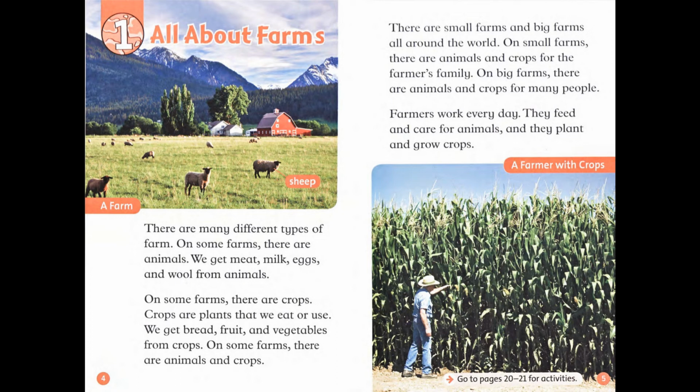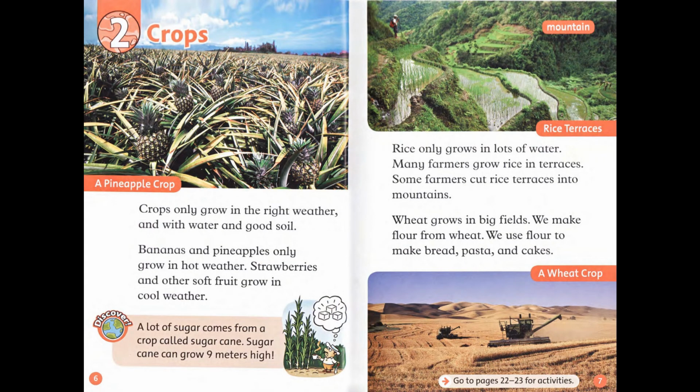Chapter 2. Crops. Crops only grow in the right weather and with water and good soil. Bananas and pineapples only grow in hot weather. Strawberries and other soft fruit grow in cool weather. Discover. A lot of sugar comes from a crop called sugarcane. Sugarcane can grow 9 meters high.